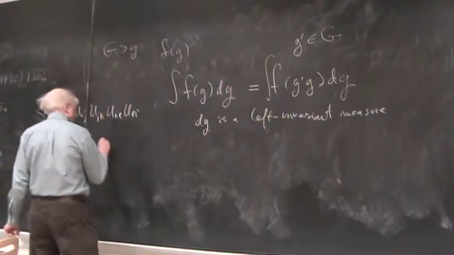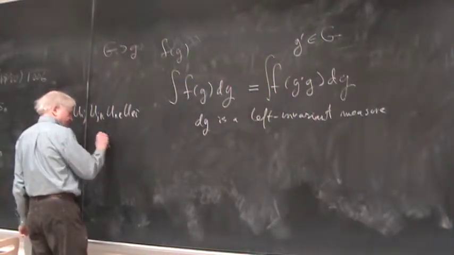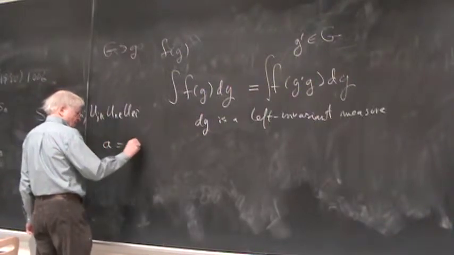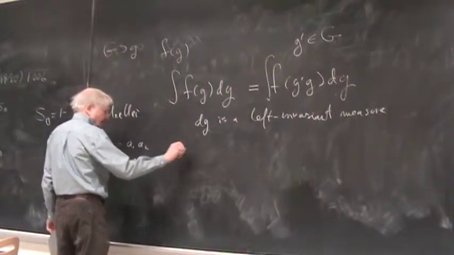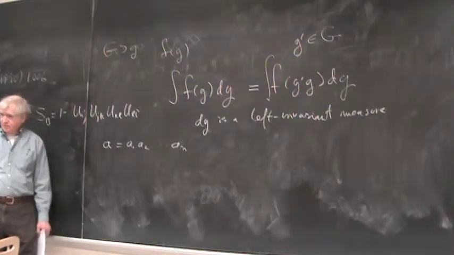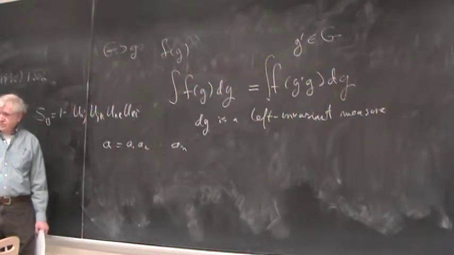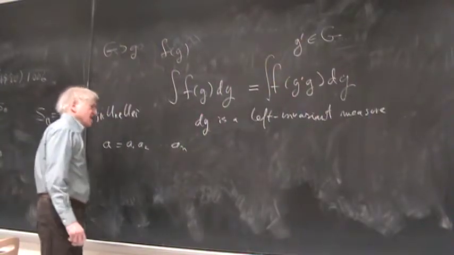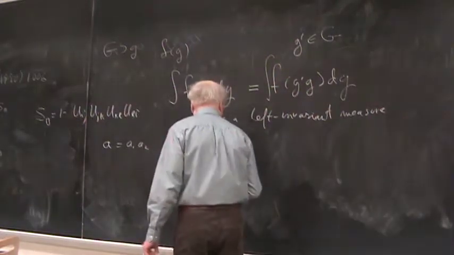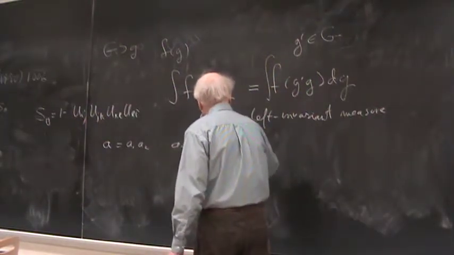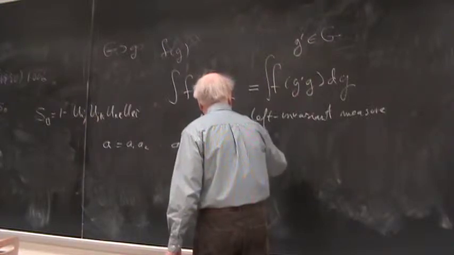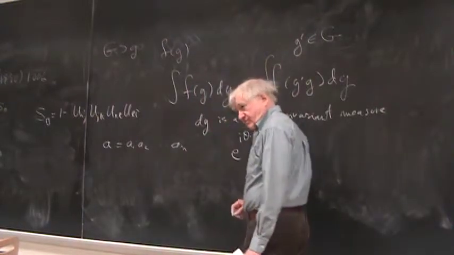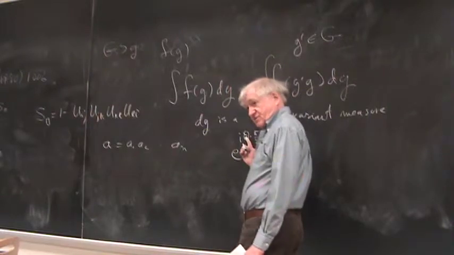Now, suppose A are the parameters of the group, which is to say A1, A2, up to AN are the parameters of the group. What are the parameters of the group? The labels. Good question. SU2, for example, you can write as e to the I theta dot sigma over 2. And so theta can be the parameters.